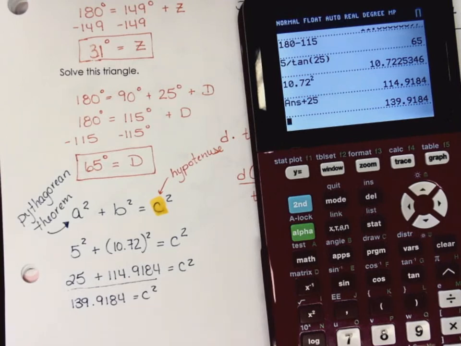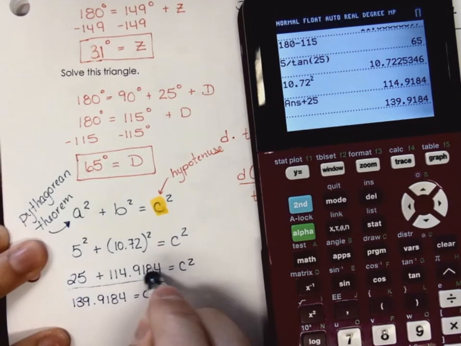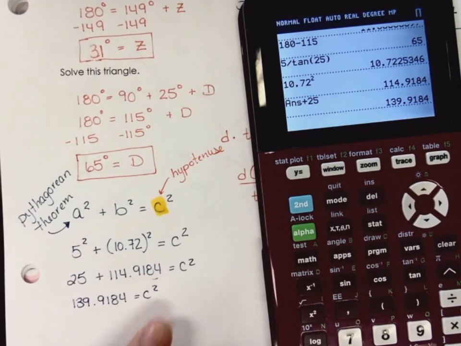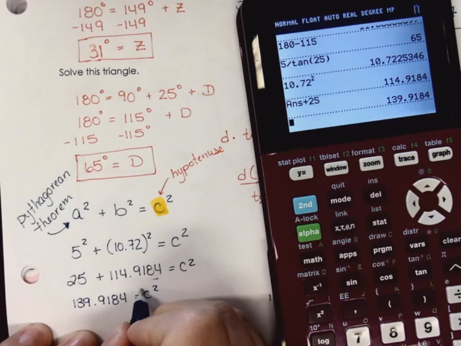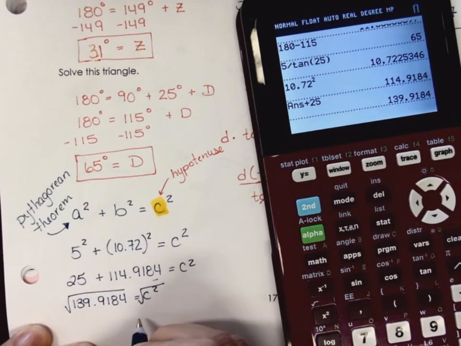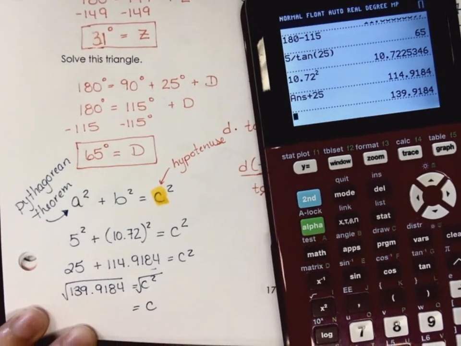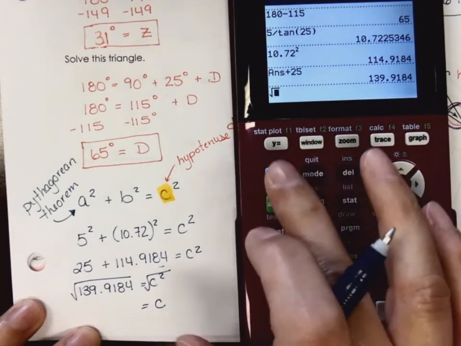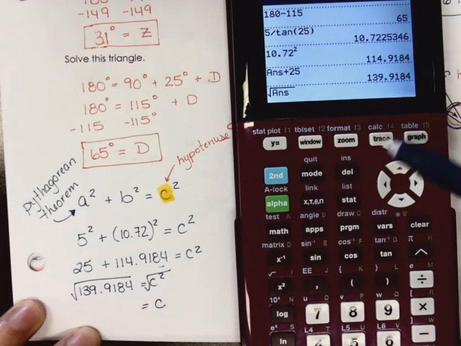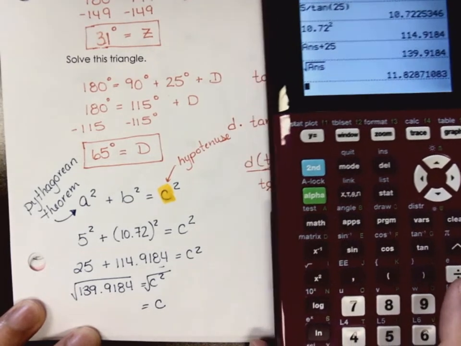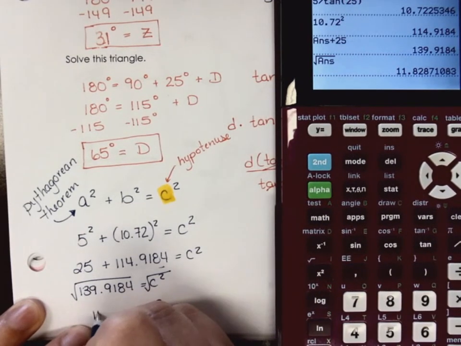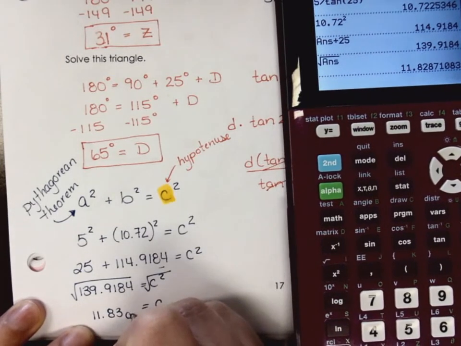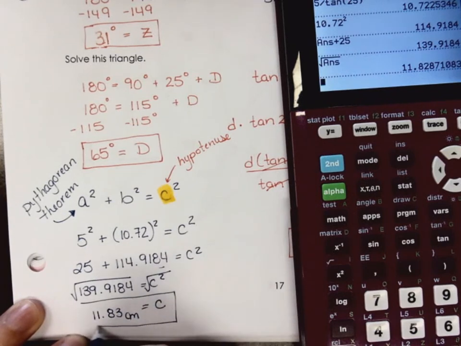All right, I don't want C squared, I just want C. So in order to get rid of a square, we do the square root. I'm going to square root this, square root this. So that will just give me C. And now I have to square root that number. And I have this nice fancy answer key, so it takes the answer from the line above. And I get an answer of 11.83, because I'm going to round to 2 decimal places, centimeters. Don't forget your units of measure.